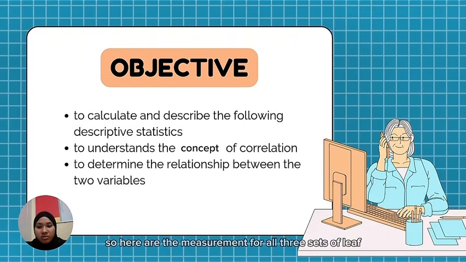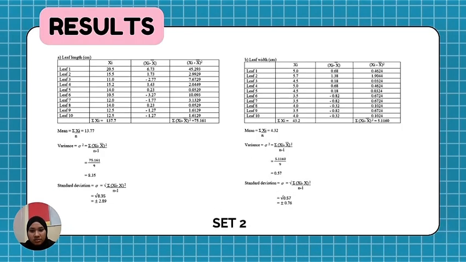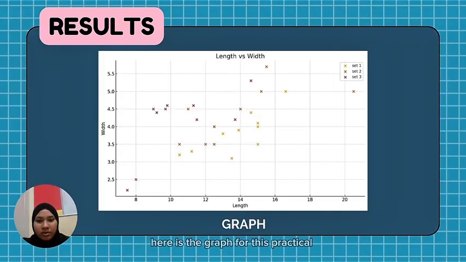So here are the measurements for all 3 sets of leaves. Here are set 1, set 2, set 3. Here is the graph for this practical, the length versus the width of leaf. Based on this graph, there is no strong relationship because of the natural variation, different species, and environmental factors that affect the leaf shape. Errors in measurement can also cause inconsistency. Next, we will move on to the post-lab questions.